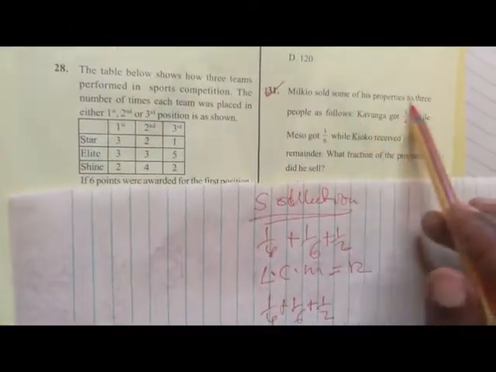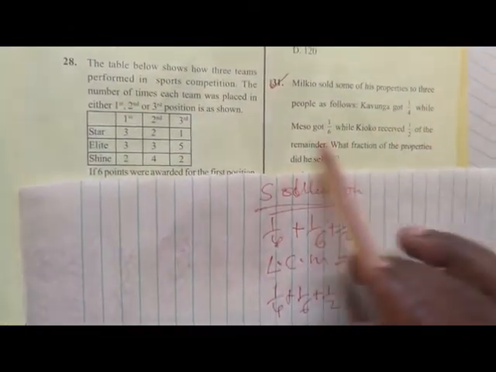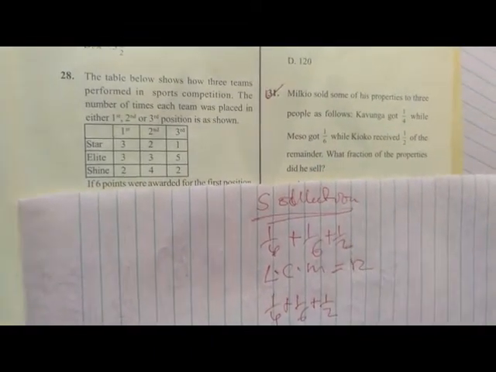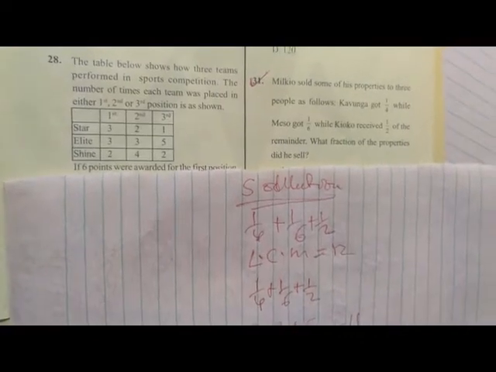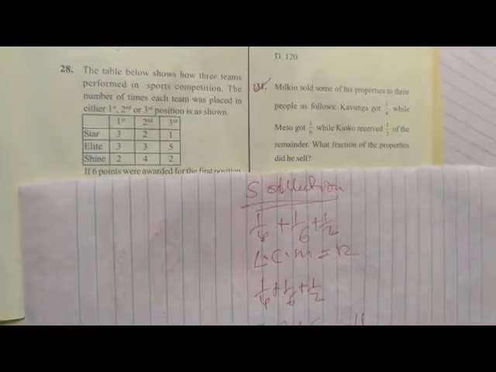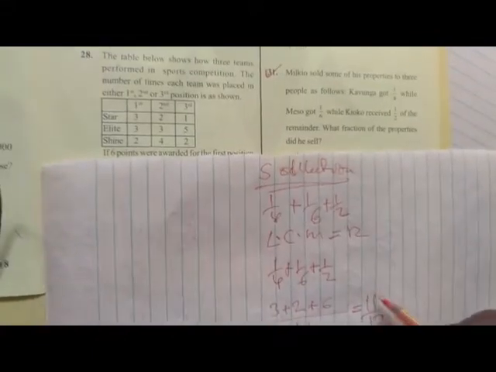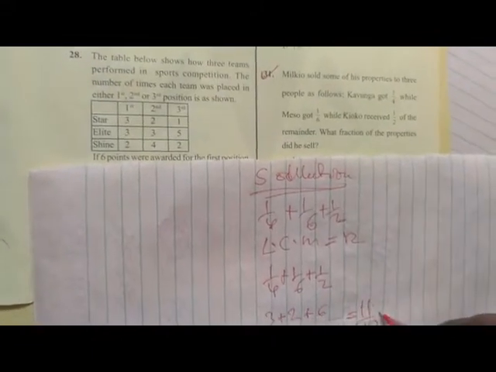Minkyo sold a property. Good. What fraction of it did he sell? It's 11. He sold 11 out of 12, and this is the answer. It means that the owner remained with 1/12 of his property.